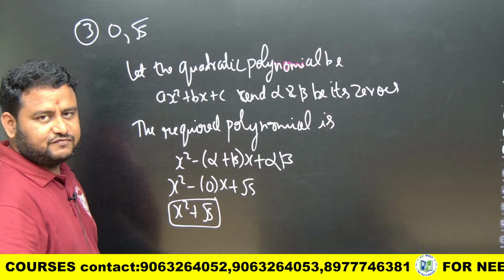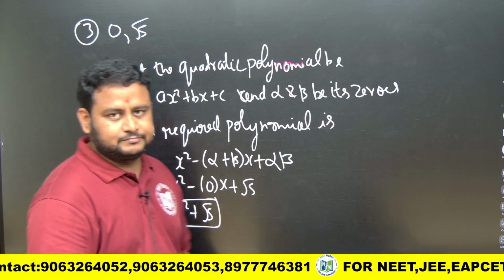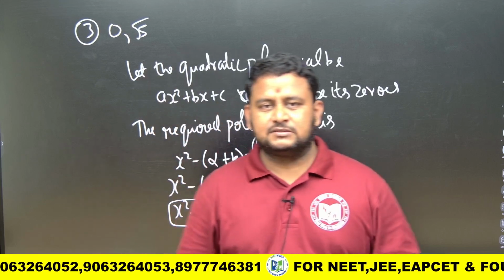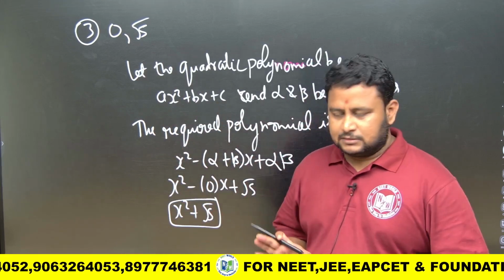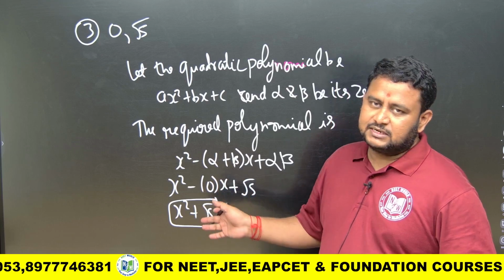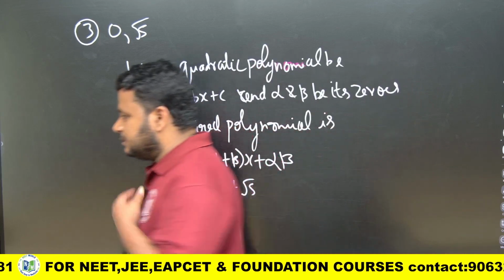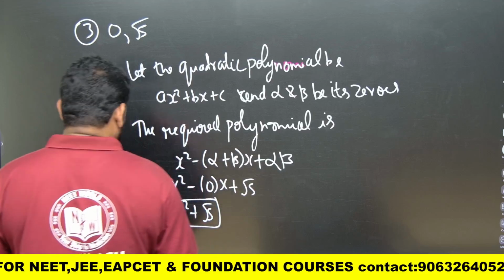The coefficient of x is 0, that means the term x doesn't exist. This is the answer to this question, friends. I hope it is clear. You should be careful because here it is 0x, that means the term x does not exist, that is, the coefficient of x is 0. Okay, clear? Let us move to the next question.